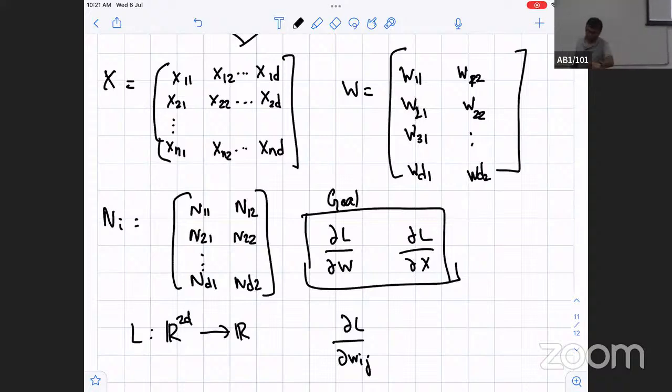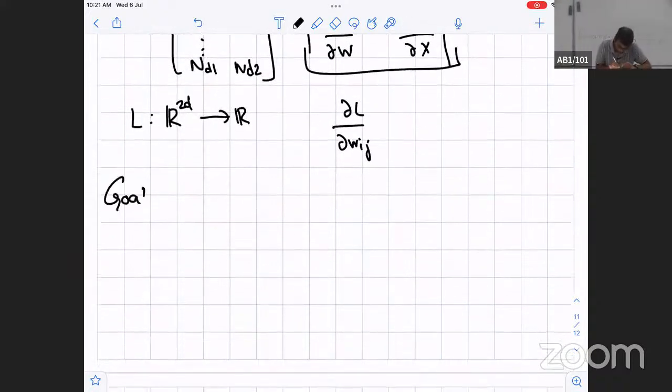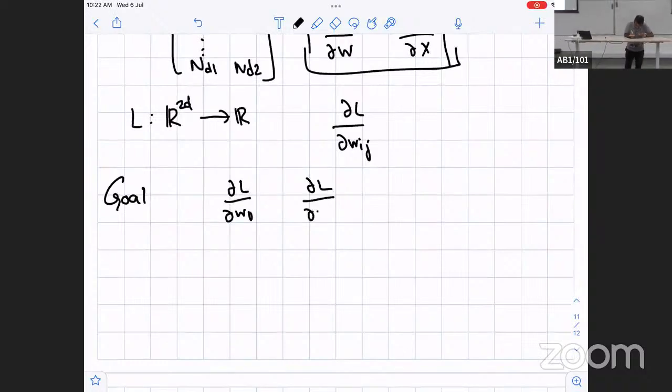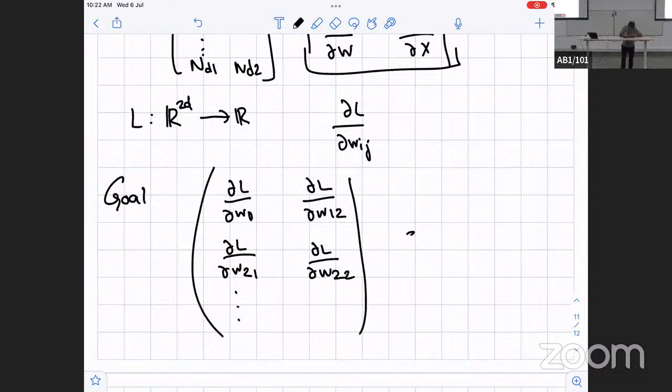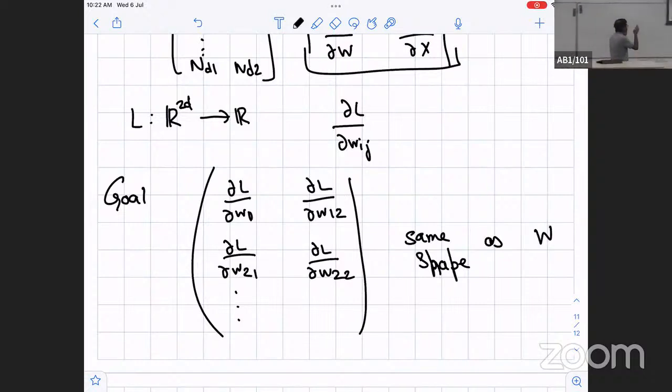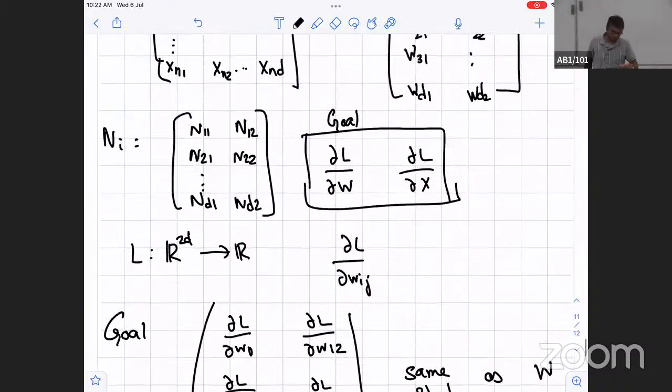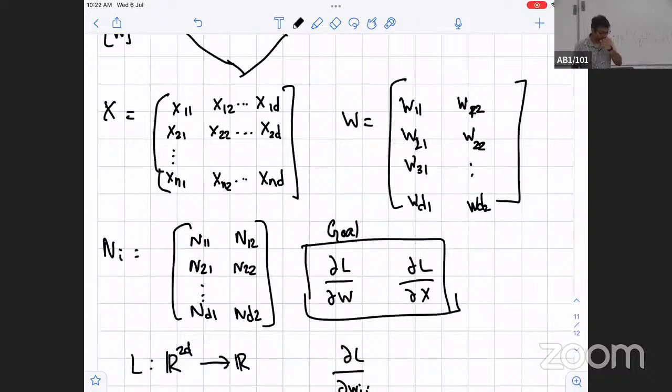Okay, so the goal is to compute dL by dW11, dL by dW12, dL by dW21. So this has the same shape as W, as the W parameter that we wanted. Okay, so now coming to the original problem over here, you are doing the matrix multiplication.